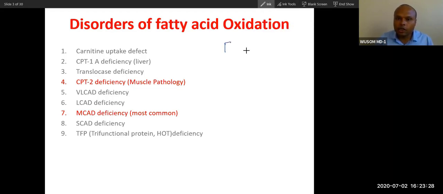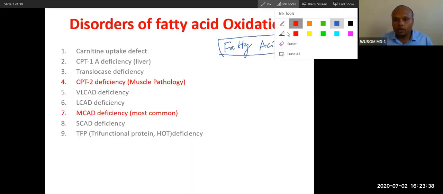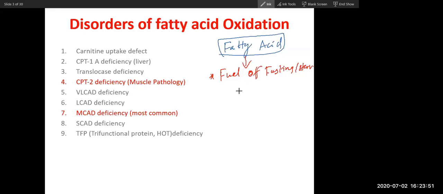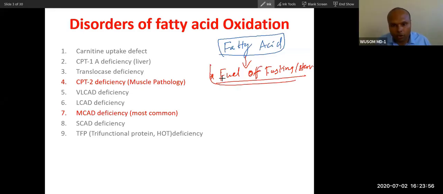It is energy during fasting condition. Fatty acid is a fuel, the fuel of fasting and starvation. Do you agree with me? Yes, sir. Now, if fuel is there but it is not metabolized, what will happen? Energy will be low.